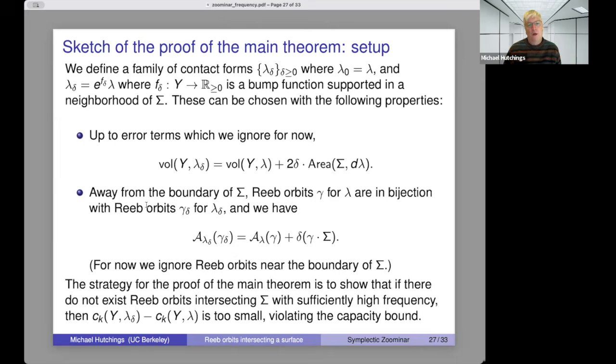And further, away from the boundary of sigma, the Reeb orbits stay the same, so there's a bijection between the old Reeb orbits and the new Reeb orbits, but the actions increase. So the action of a new Reeb orbit is the action of the old Reeb orbit plus delta times the number of intersections with sigma. So let me draw a picture to show you what's going on there.